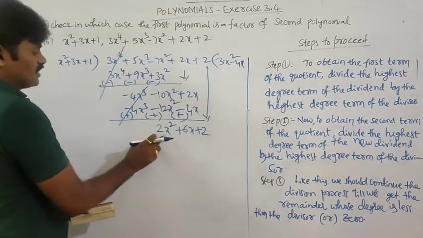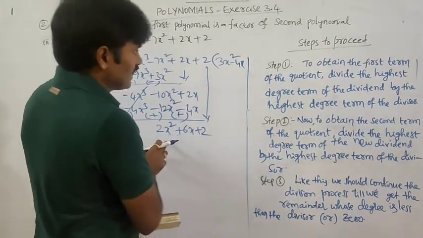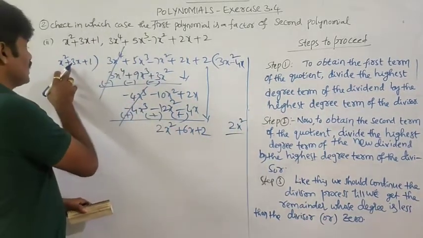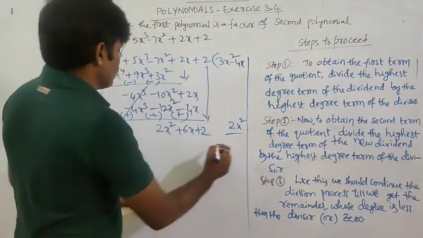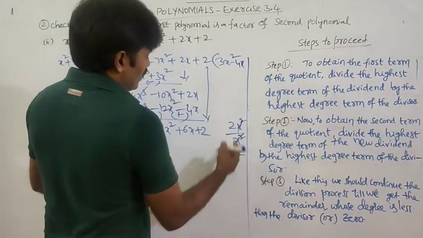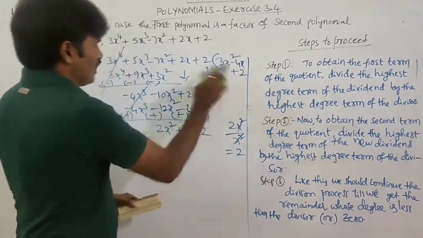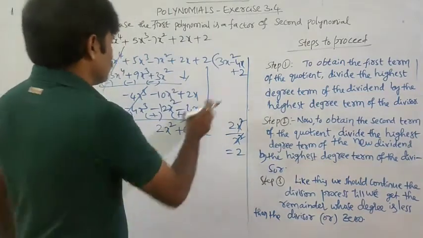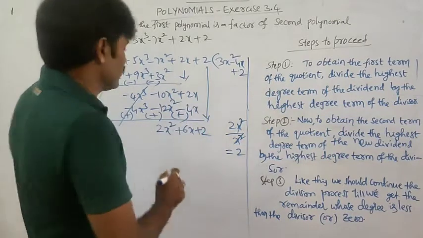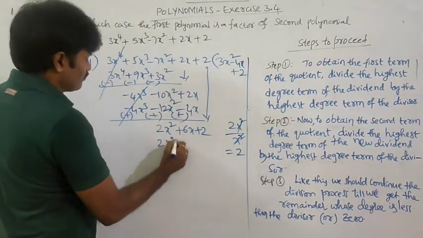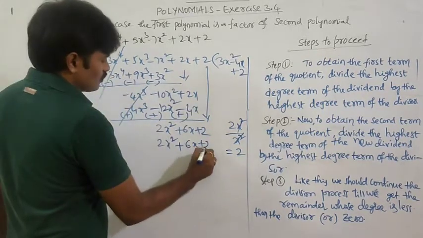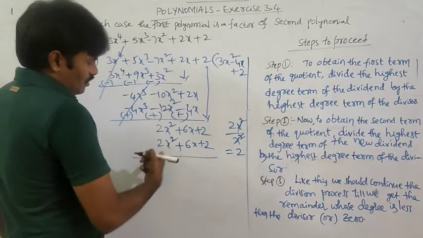Now what is the first term of the dividend? That is the highest degree term, 2x square, divided by the highest degree term of the divisor, x square. So 2x square by x square gives us 2. So plus 2 or minus 2? Plus 2. So plus 2 is the third term of the quotient. Now multiply the whole divisor by 2. Then it becomes 2 into x square, 2x square, plus 3x into 2, plus 6x, plus 2 into 1, plus 2. So the same we got, yes.